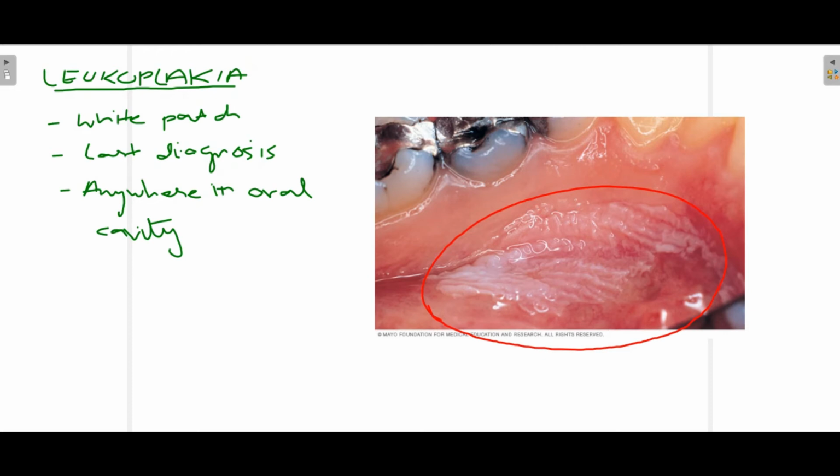And leukoplakia, although it's idiopathic, certain factors are present that might lead to leukoplakia. Most important and most common of them is smoking, followed by consumption of betel nut, and sometimes HPV virus also may lead to leukoplakia.